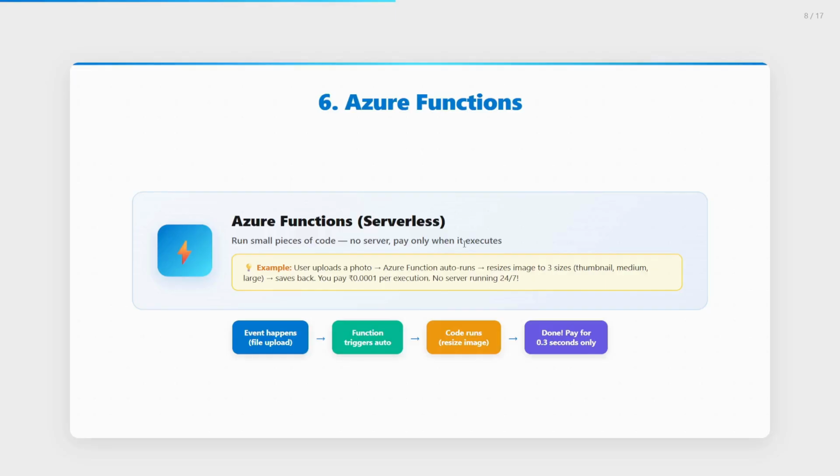So suppose your code is running for 0.3 seconds. You will pay only for 0.3 seconds, not 24 into 7.